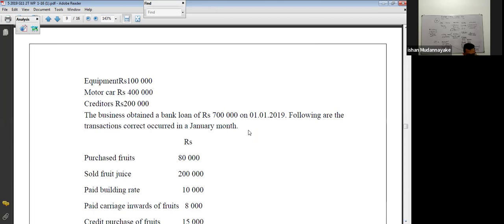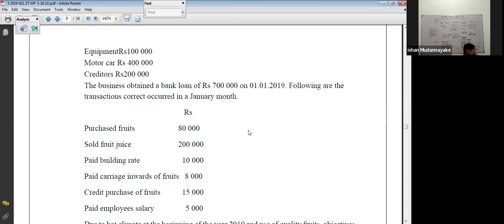Okay, next part of the second paper. Please remove this word. Following are the transactions occurred in January month. Occurred in January, please remove this word. And then complete the question.